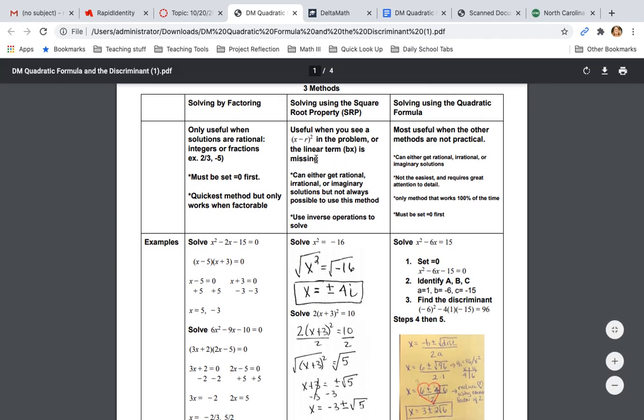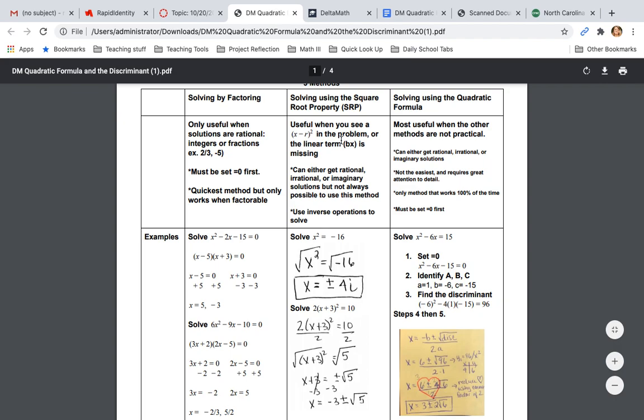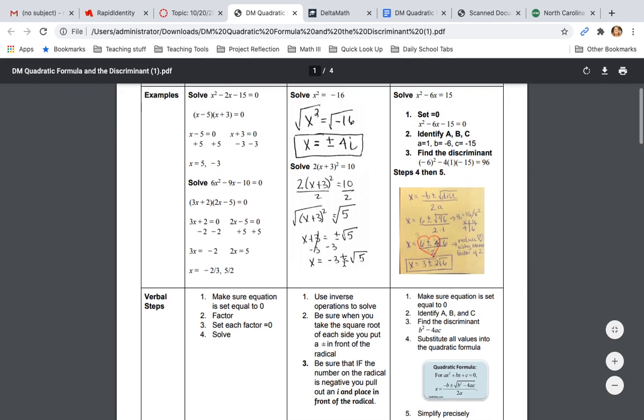For square root property, it's going to be great when we have a quantity squared in the problem, like these right here in this example, if you can see my mouse moving. We did those in Delta Math on Friday, as well as if your linear term, your bx term, is missing. So you can see right here, for this first example, we have a quadratic term and we have a constant, but we don't have the x to the first term. So that's when square root property is great. So I worked a couple of examples there and again gave you the steps.